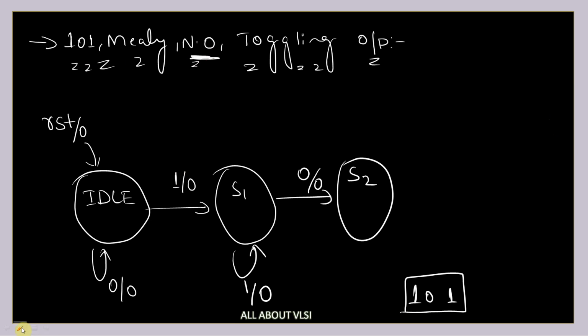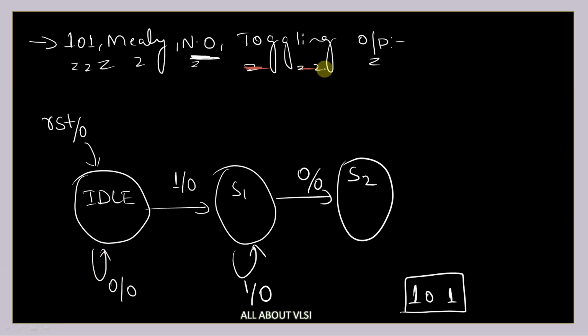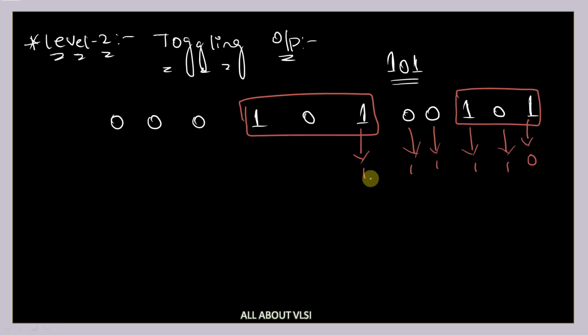Okay, what about others? And this is a toggling output. That means your output should become 1, and it should stay 1 until the sequence has been detected again. The pattern has been detected, right? Then your output will become 1. Now your output should be 1 itself, and until the pattern has been detected again, your output should be 1 itself.